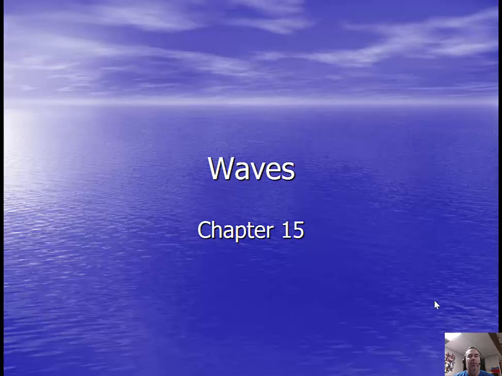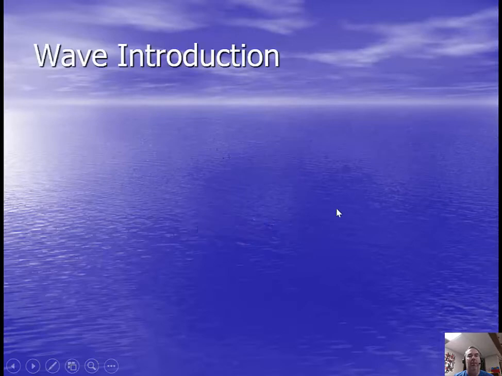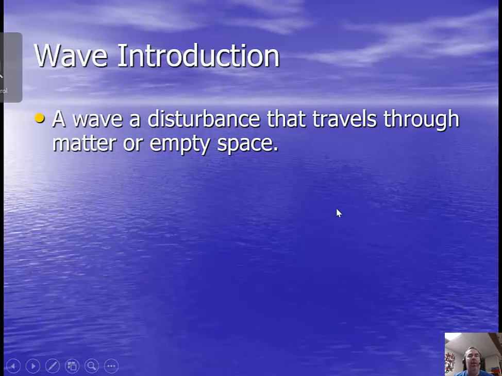Moving into chapter number 15, we're going to start talking about waves. Now, when we talk about waves, we can talk about water waves, we can talk about light waves, we can talk about radio waves, things like that, x-rays and so forth. But chapter 15 looking specifically at waves. A wave is just going to be any disturbance that travels through matter or empty space.